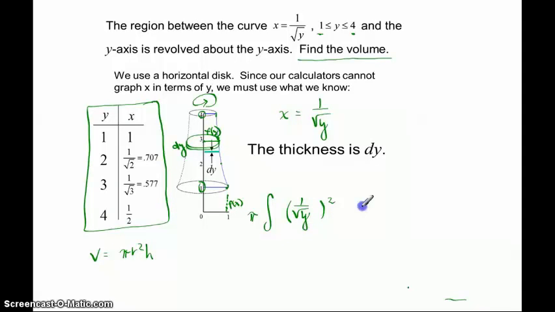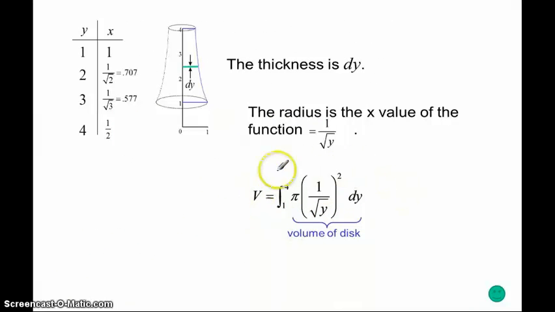So there's r, and we are having thicknesses with respect to y. So it's pi r squared dy. Our height is dy. And again, they gave us our limits of integration, so that's 1 up to 4. So there is our integral. Let's move to the next. Here we are. This is the volume of our disk. This is the volume of one disk, and we're adding infinitely many of those up, starting at y equals 1 and stopping at y equals 4.